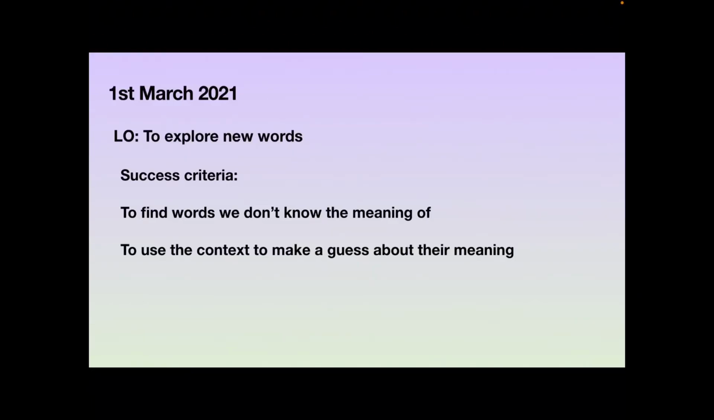The date today is the 1st of March 2021 and our learning objective today is to explore new words. The success criteria, to help us achieve that goal, is that we're going to find words that we don't know the meaning of in a story, and we're going to use the context to make a good guess about what these words mean.